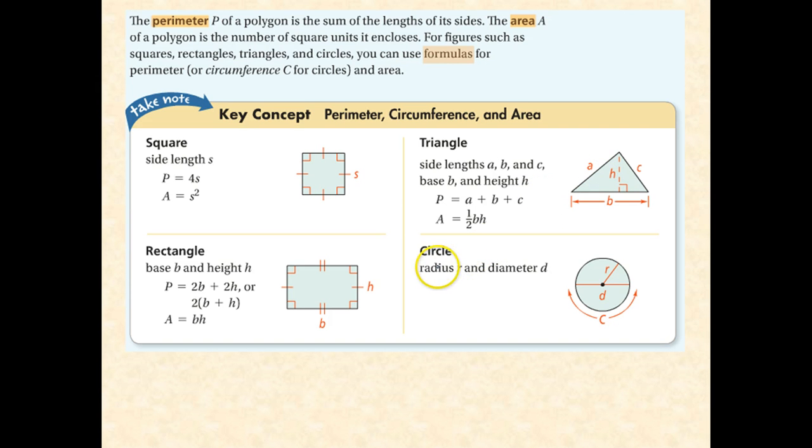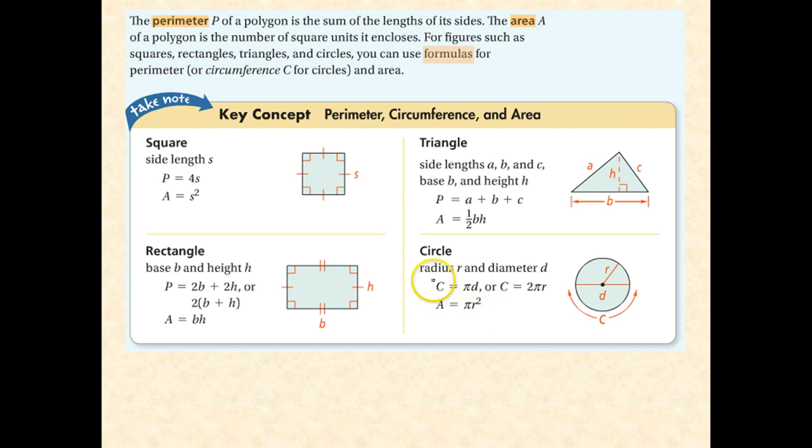Ooh, circle, maybe not so obvious as the square and the rectangle were. The circumference of a circle is pi times the diameter, or 2 times pi times the radius. The 2 is because 2 times the radius equals the diameter. And the area of a circle is pi times the radius squared, pi r squared.